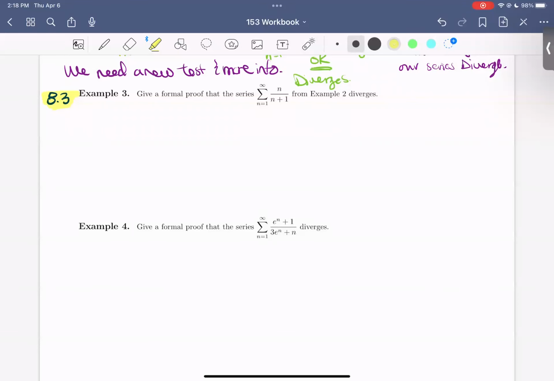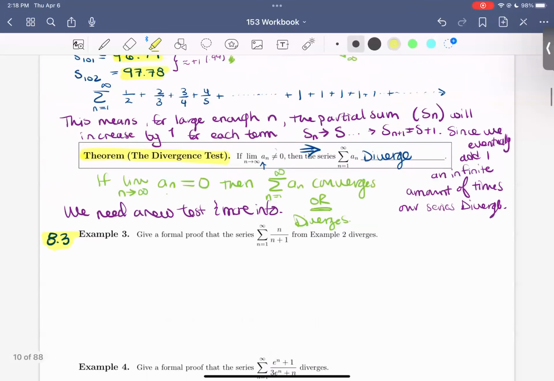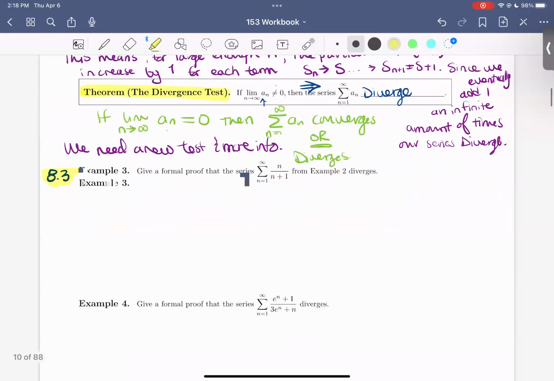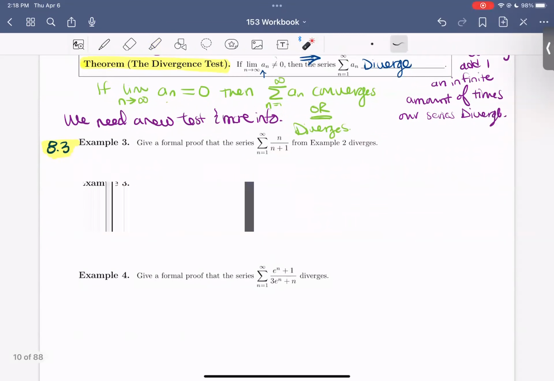All right, so now we're going to continue section 8.3 by looking at example 3. In our previous video, we just learned about this theorem to help us determine the divergence of a series called the divergence test. So example 3 says, give a formal proof that the series, the sum from n equals 1 to infinity of n over n plus 1 from example 2, diverges.